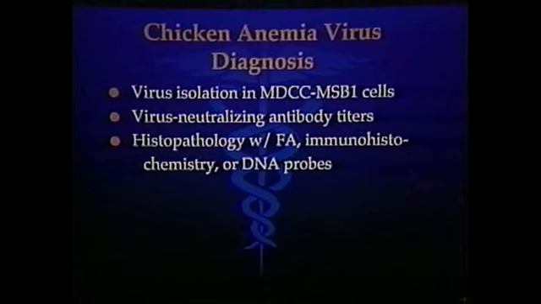There are several ways to diagnose chicken anemia virus. This includes traditional virus isolation in cell culture, and the virus can be propagated in MDCC-MSB cell lines, which are derived from a chicken lymphoid tumor. Virus neutralizing antibody titers can also document viral exposure or infection. In addition, histopathology coupled with fluorescent antibody staining, immunohistochemistry, or DNA probing will also demonstrate viral infection.